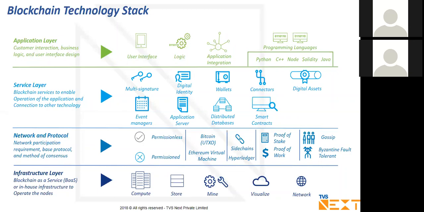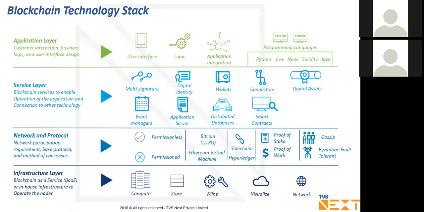So if you see, Bitcoin and Ethereum, they kind of use proof of stake and proof of work. And so this typically is the network and protocol layer, which is kind of the heart of a blockchain system. And coming to the service layer, the service layer typically dictates how I am going to connect with the application layer, and what kind of APIs speak with the network and protocol layer, and then communicate back or push the data into an infrastructure layer.